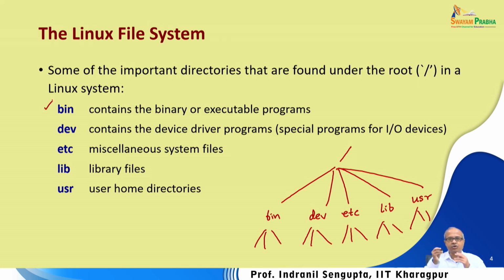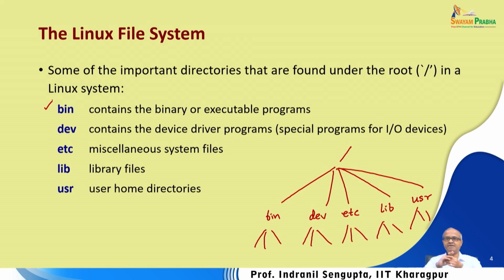Bin is a short form for binary, and by binary we sometimes mean executable programs. All the executable programs, utilities, like in Linux already I said you have commands like ls, cat, cp, these are all utilities which are present as executable programs. When you type cp, that executable program cp gets executed. So, all these programs are stored under the bin directory. Okay?